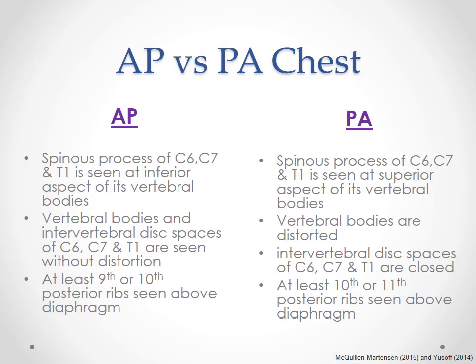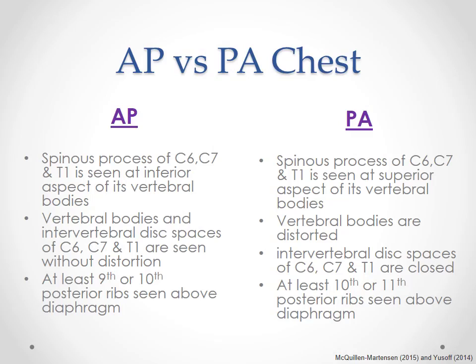In addition, in AP chest X-ray, the vertebral bodies and intervertebral disc spaces of C6, C7 and T1 are seen without distortion. On the other hand, for PA chest X-ray, the vertebral bodies appear distorted and the intervertebral disc spaces of C6, C7 and T1 are closed.